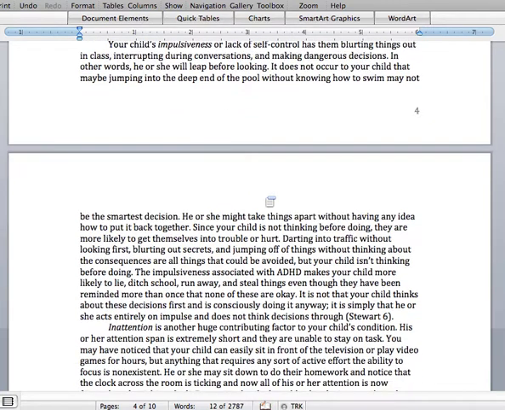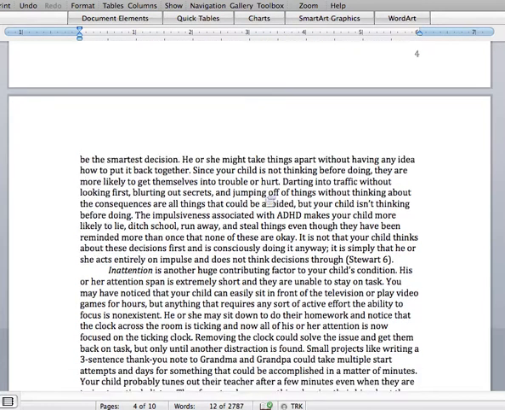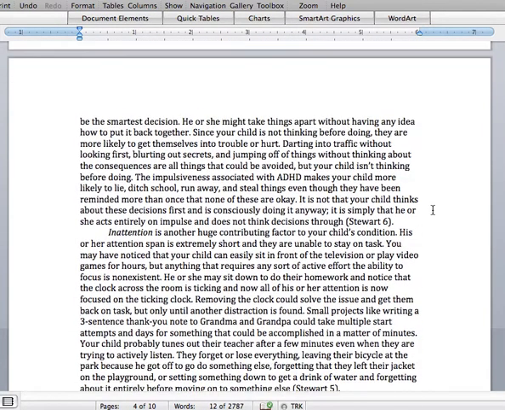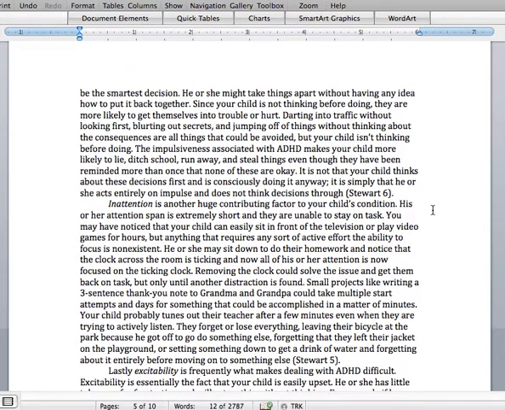So, in layman's terms, leap before looking and doesn't really think about it at all before they do so. Things like not thinking about the fact that they don't know how to swim before jumping in the deep end of the pool, or taking things apart without having any idea how to put it back together. Since your child isn't thinking before doing, they're more likely to get themselves hurt, like darting into traffic without thinking, blurting out secrets, or jumping off things without thinking about the consequences.